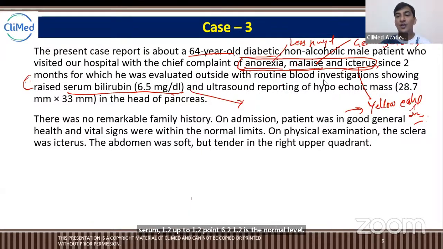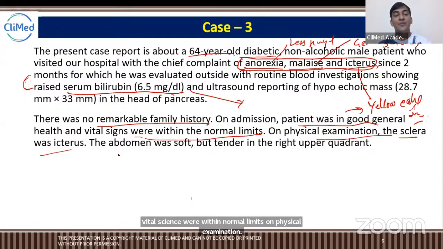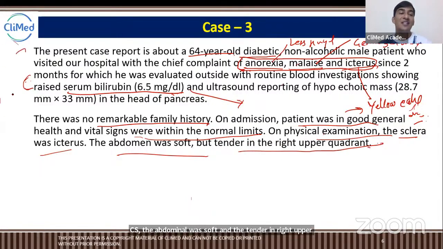Then ultrasound is reporting hypoechoic mass in the head of pancreas. There was no remarkable family history. On admission, patient was in good general health and vital signs were within normal limits. On physical examination, the sclera was icteric, yes. The abdomen was soft and tender in the right upper quadrant. So everything is intact, right, guys?